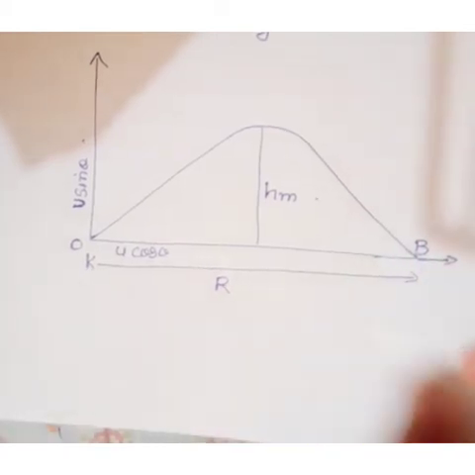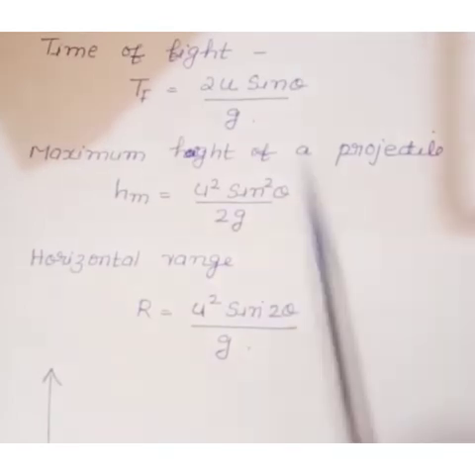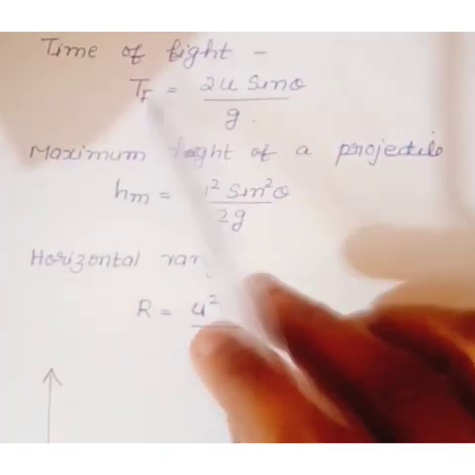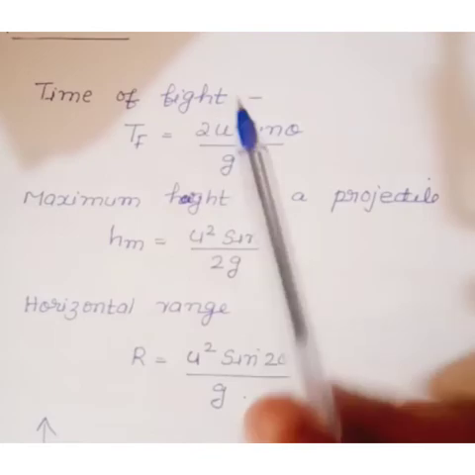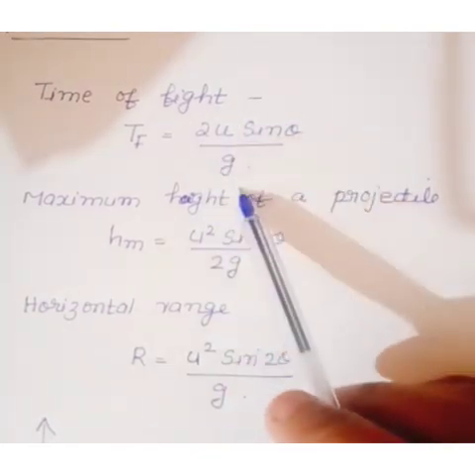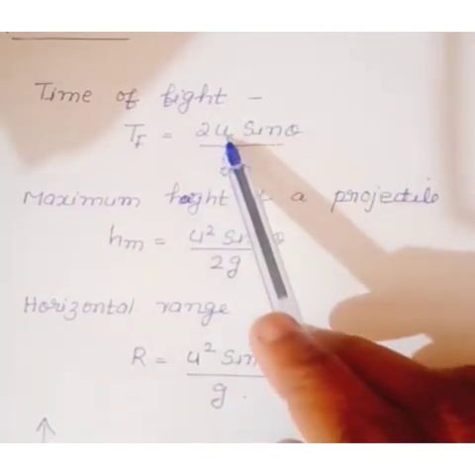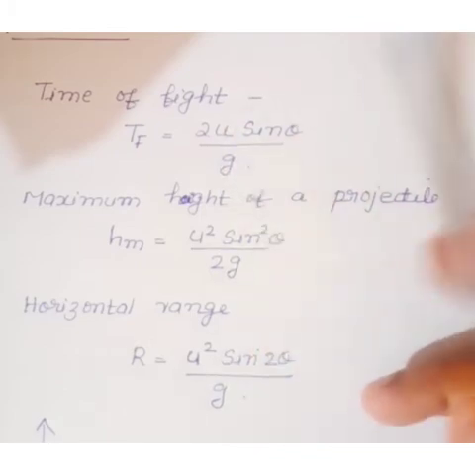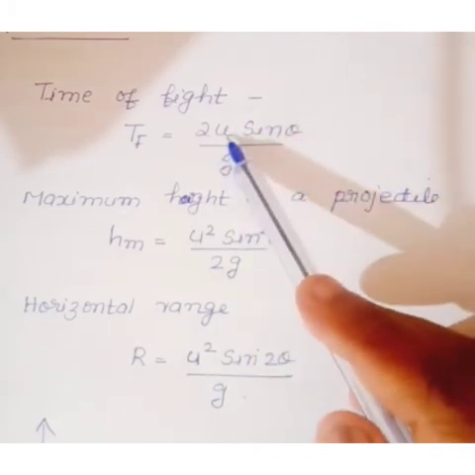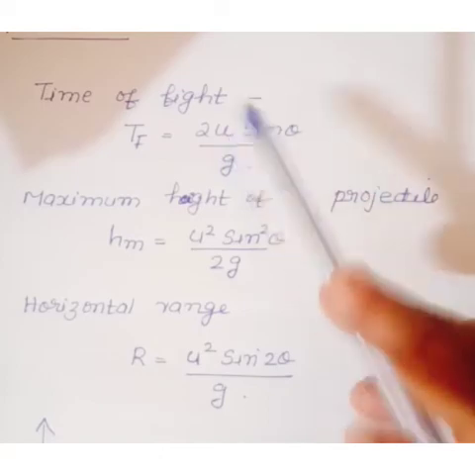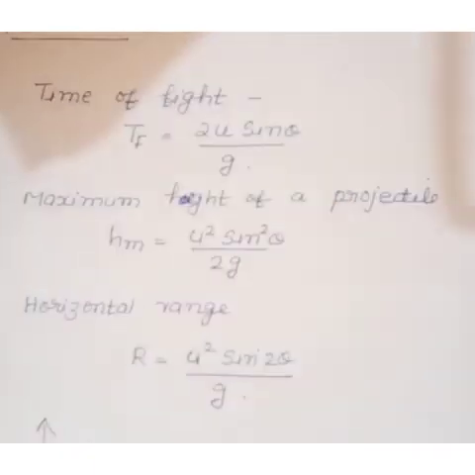Also you have to derive the formula, that is, time of flight TF is equal to 2u sin theta by g. Here u is the initial velocity. In some other textbooks u can also be written as v0. So v0 is also the initial velocity. Here u means initial velocity, u or v0.